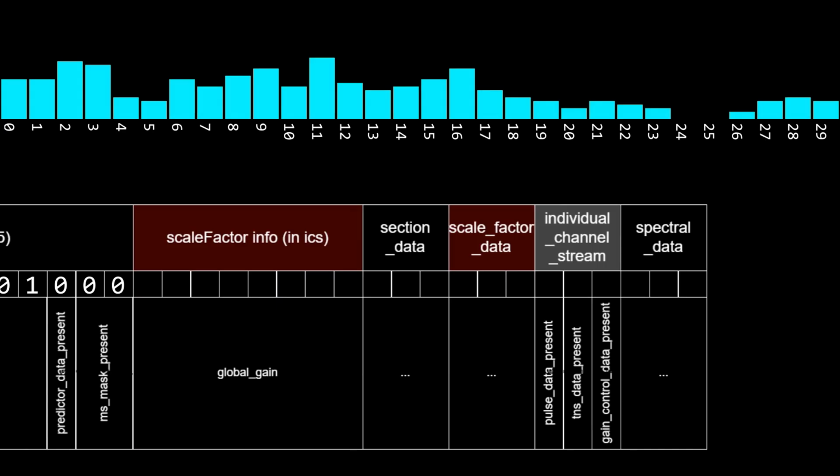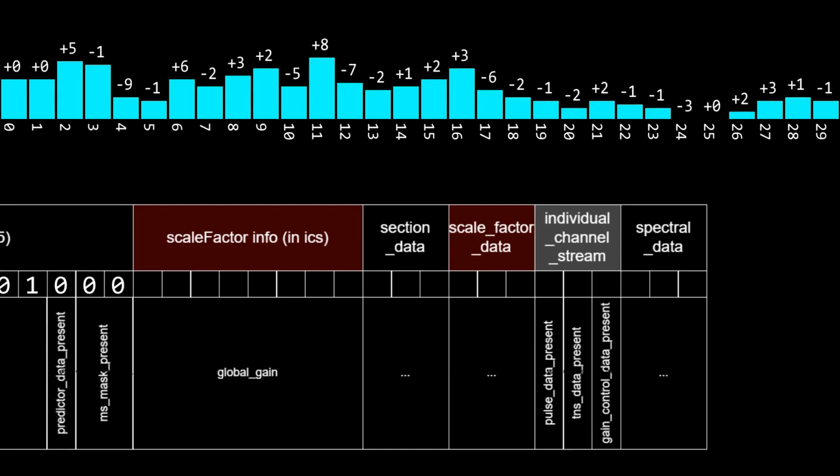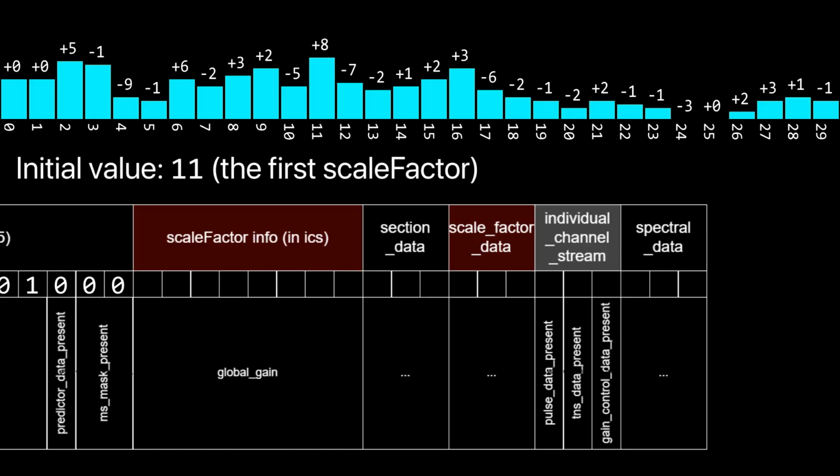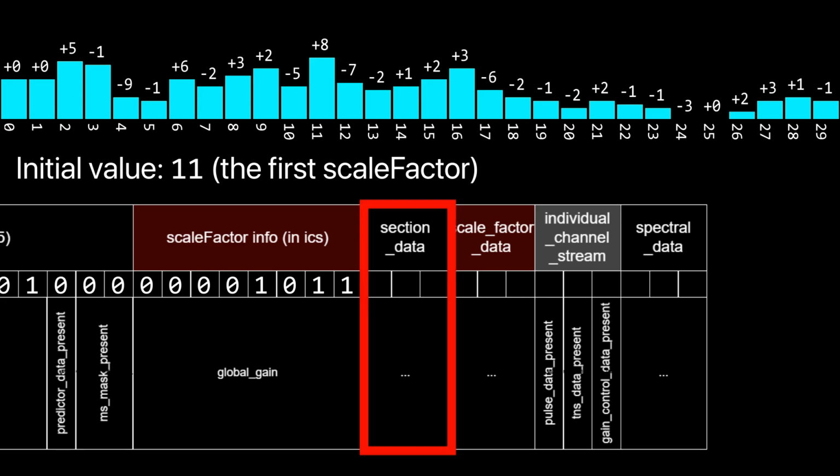We will encode them as the change in scale factor, with the initial value being the first scale factor. Let's write the initial value with 8 bits, so the decoder will know where to start. Next comes our section data, but we'll get back to this later.